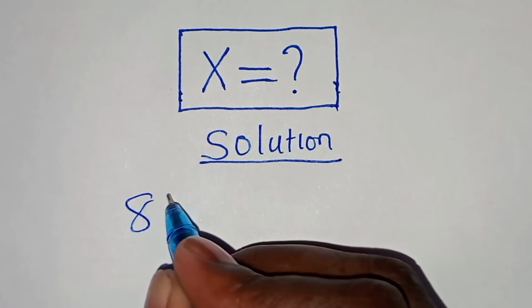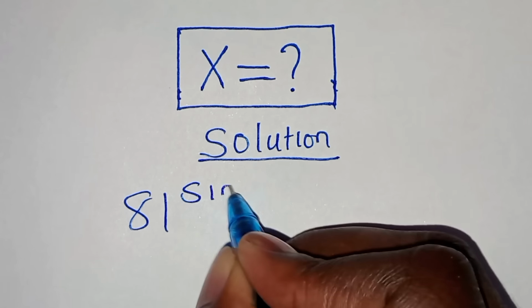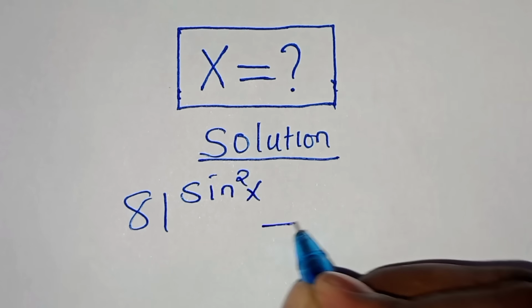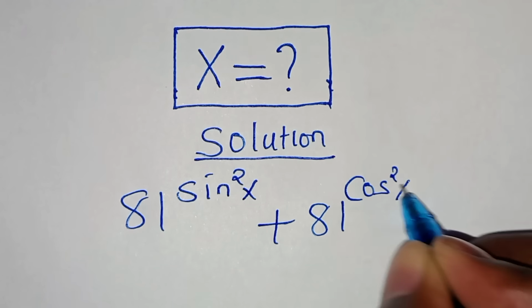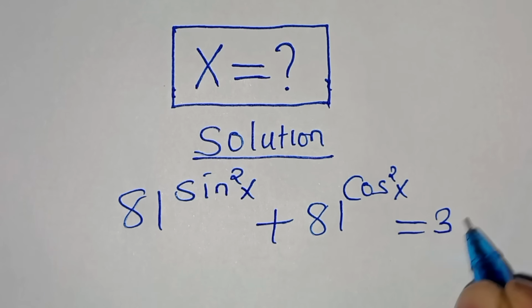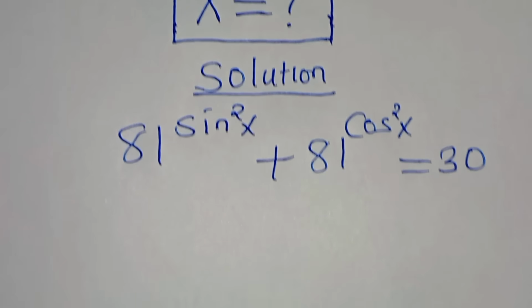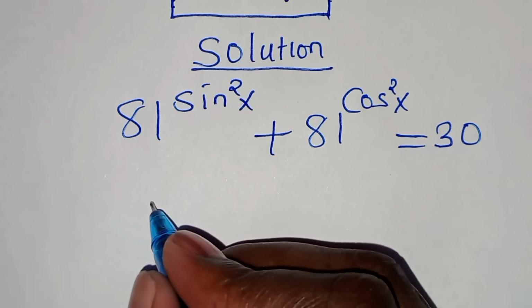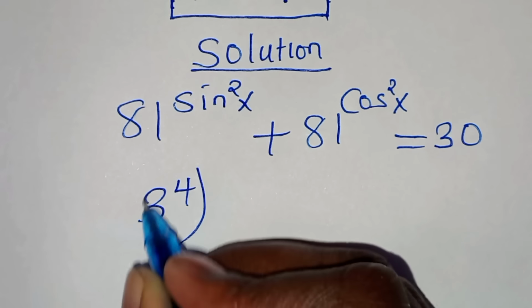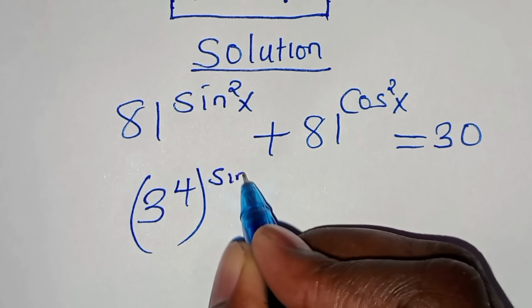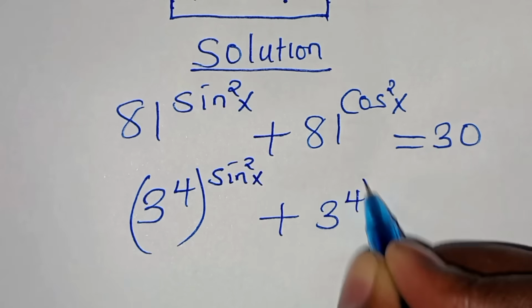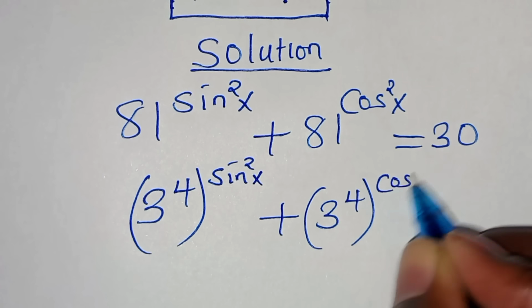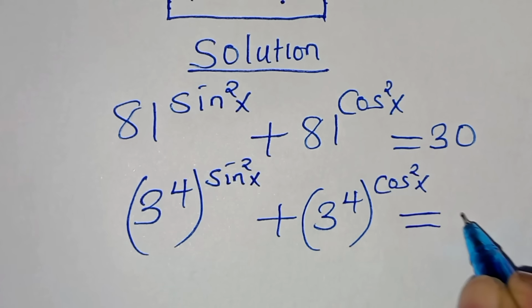So we have 81 raised to the power of sin squared x plus 81 raised to the power of cos squared x. This is equal to 30. Now, we can express 81 as 3 to the power of 4, raised to the power of sin squared x, then plus 3 to the power of 4 raised to the power of cos squared x. This is equal to 30.